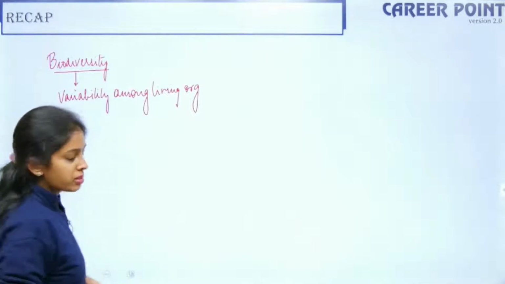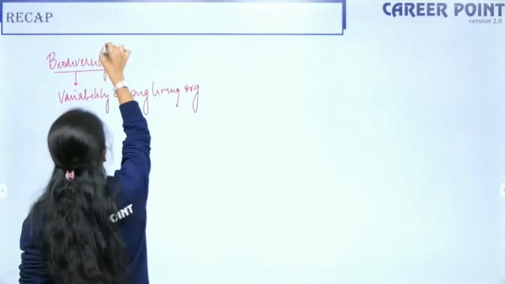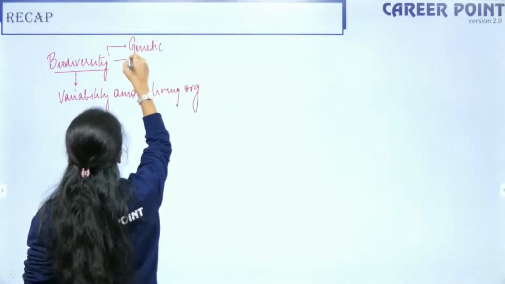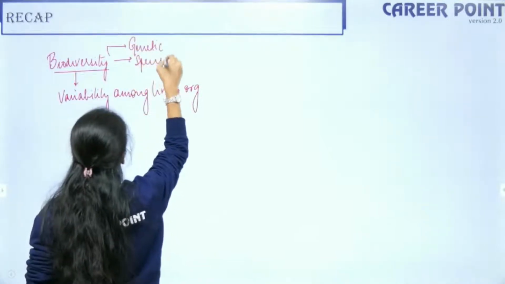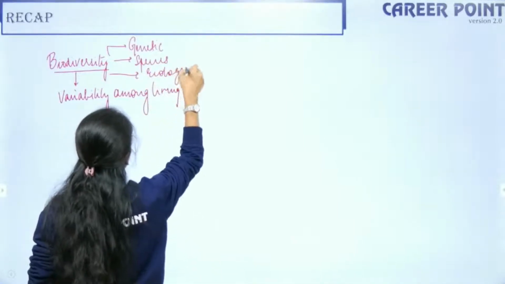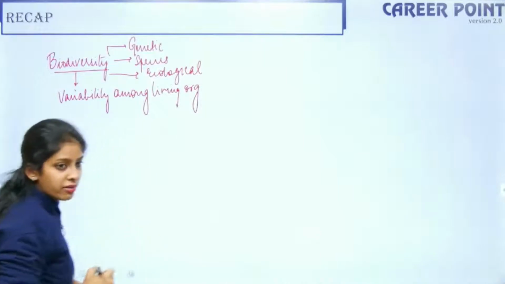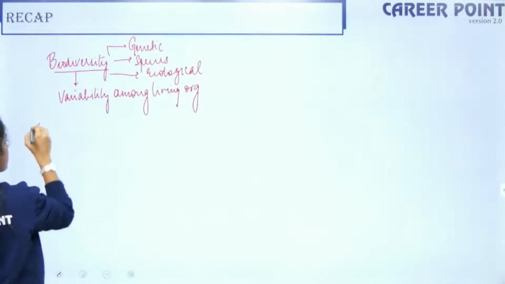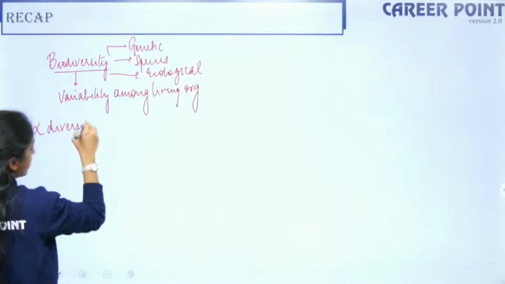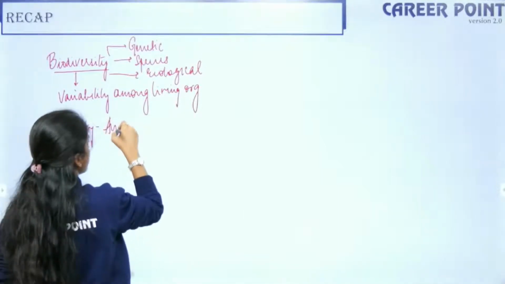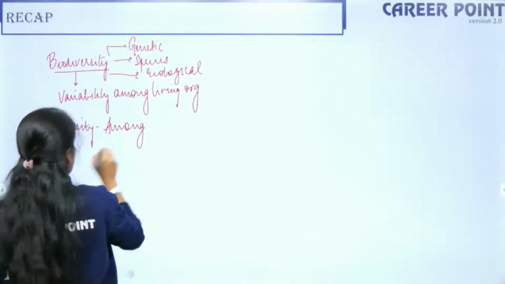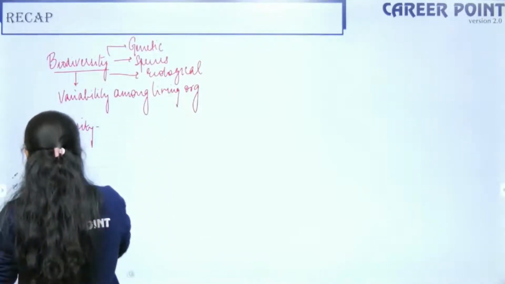Alright, this is about biodiversity and we spoke about the levels of biodiversity. You have genetic level biodiversity, species level, and ecological level biodiversity, and you have three types of biodiversity. What are they? The first one is alpha diversity. Alpha diversity addresses the diversity among a community, or you can say it is within a community.